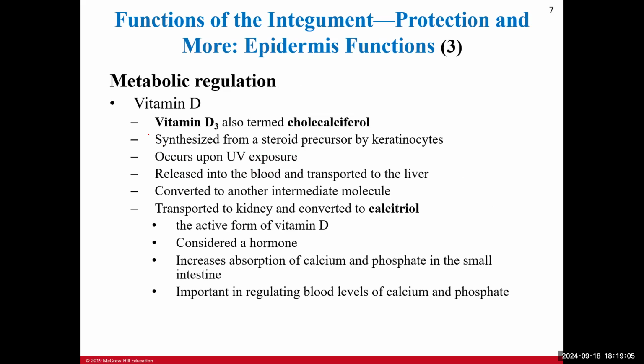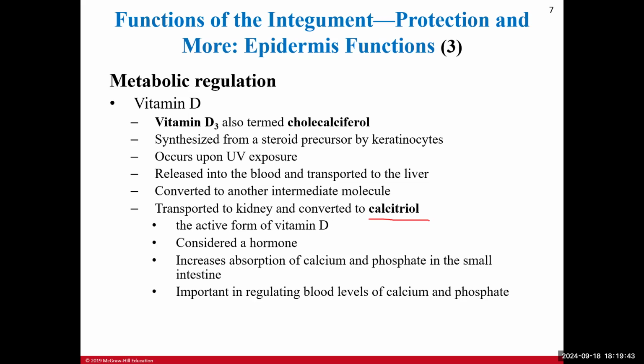All right. Our next function is metabolic regulation, specifically with vitamin D. So vitamin D, yes, we call it vitamin D, and there's a lot out there when we discuss how you want to classify vitamin D. I'm not going to talk about it here, but in some realms, it's referred to as a pro-hormone, because eventually the active form of vitamin D is called calcitriol, and that is a hormone. More on hormones when you get into chapter 17, but here's the cool thing about our skin.